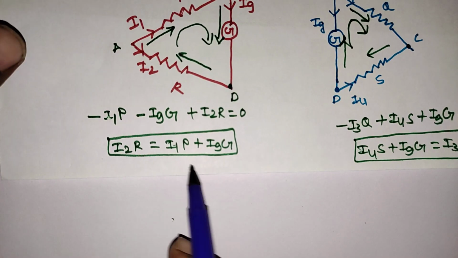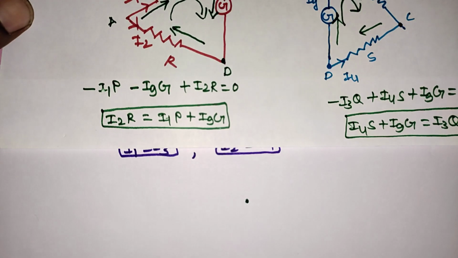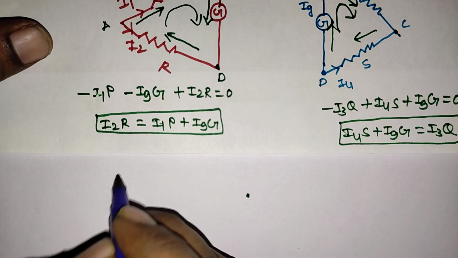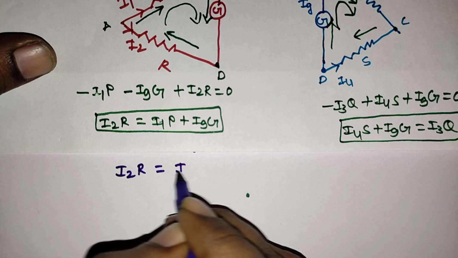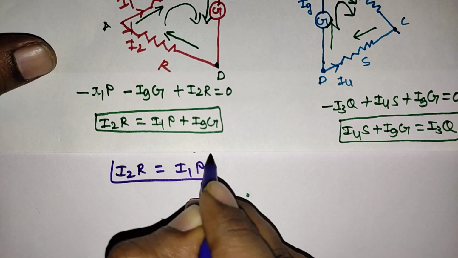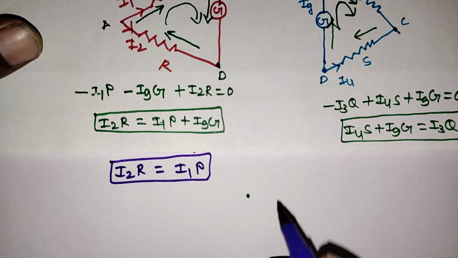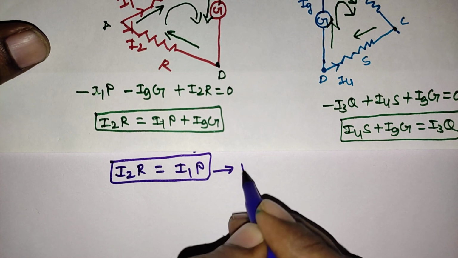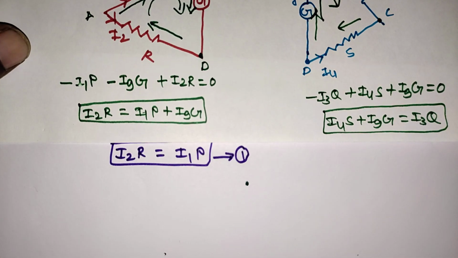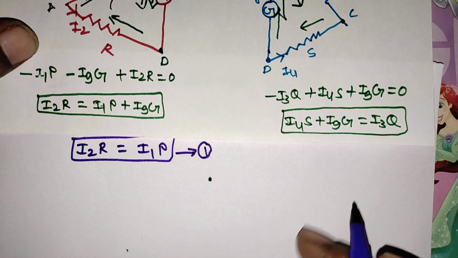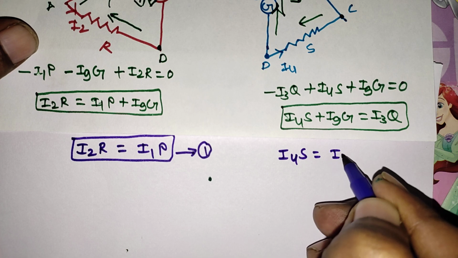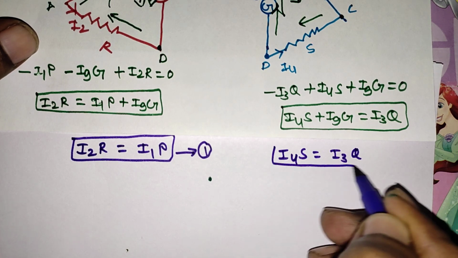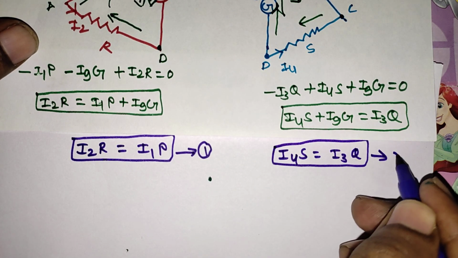And in the next equations you can see here, I2R is equal to I1P plus IgG. So you can write I2R is equal to I1P. This I am going to take as equation 1. And next, if you see I4S plus IgG is equal to I3Q, you can write I4S is equal to I3Q. This you can take as equation 2.